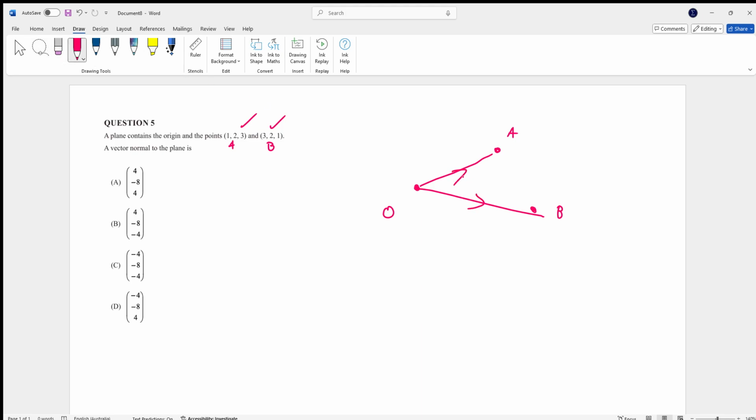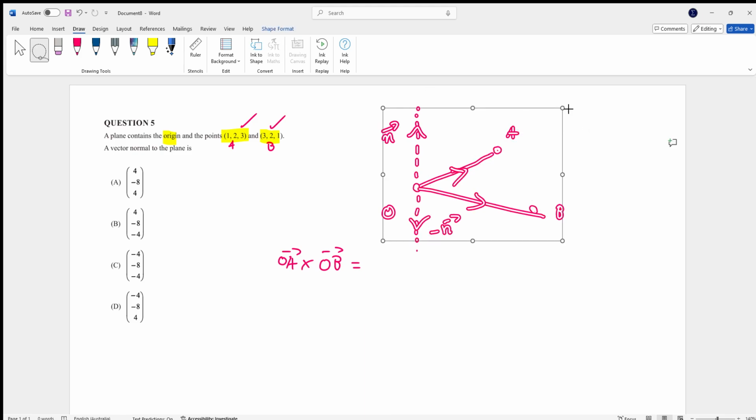In order to get the vector perpendicular to the plane, you have to cross two vectors together. If I cross O to A and O to B, that produces the vector normal to the plane containing those points. It's a really nice way to do it. It doesn't matter which way you cross them, because if you cross it one way it gives you the up vector, and if you cross it the other way it still gives you a perpendicular vector, just pointing the opposite way.